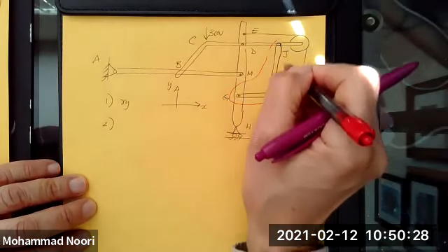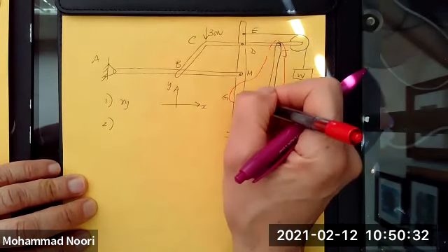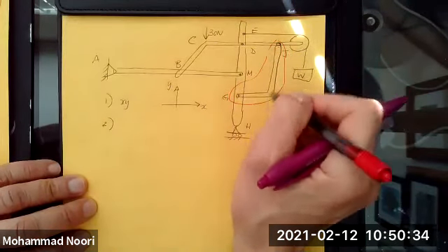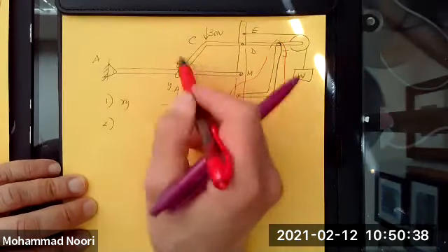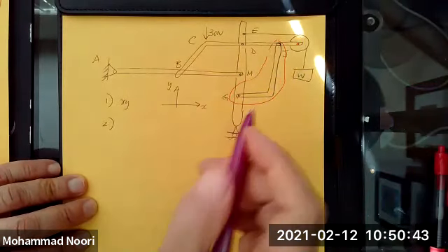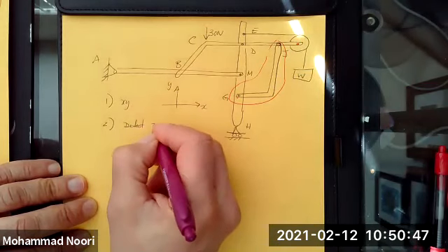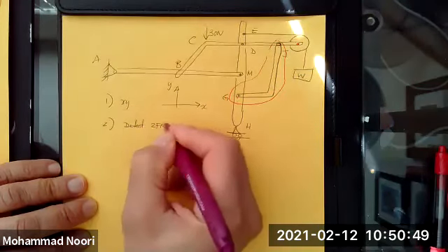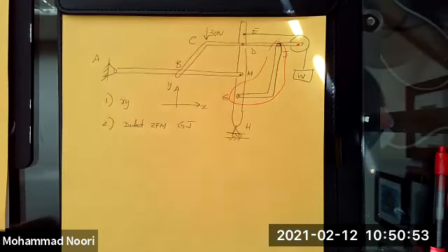This member is only connected at the two ends. The two ends are pinned. No load acts along this. Those criteria are not satisfied by any of these members, including this pulley. So the two force member, in this case, is member GJ. Okay.